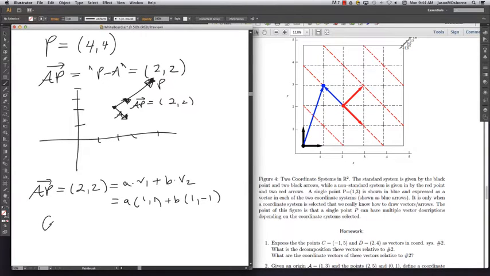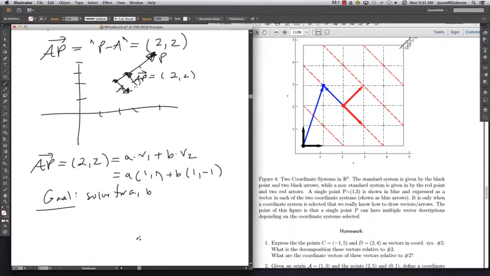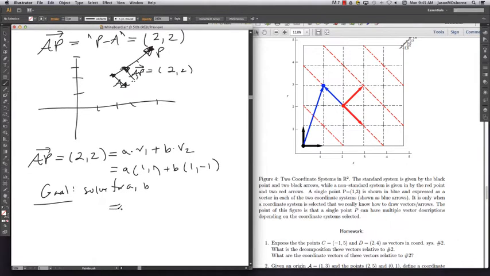So again, your goal is to solve for A and B so that you can figure out how to go from this point A to this point P using only these directions, using only the directions v1 and v2. So, the way we're going to do that, I'm going to use my vector scalar multiplication.